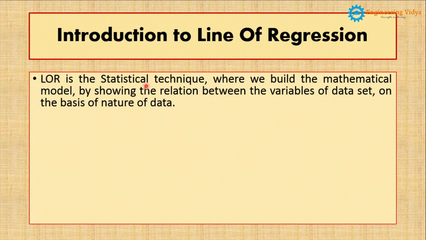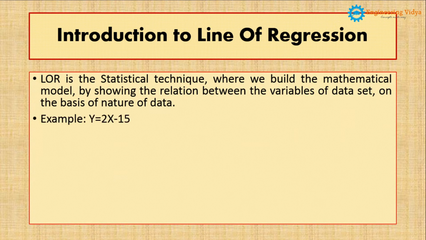Line of regression is the statistical technique where we build the mathematical model by showing the relationship between the variables of data sets on the basis of the nature of the data. Actually, what happens here is that the data set is given. From the data set we identify the variables, where one variable can be considered as x and the other variable can be considered as y. After identifying the variables on the basis of the nature of the data, we identify the relationship between the variables, and whatever relationship exists is basically called the mathematical model.